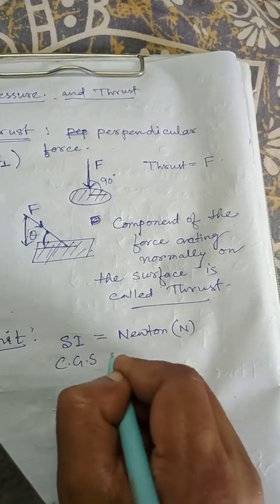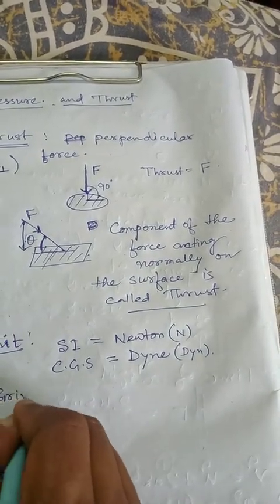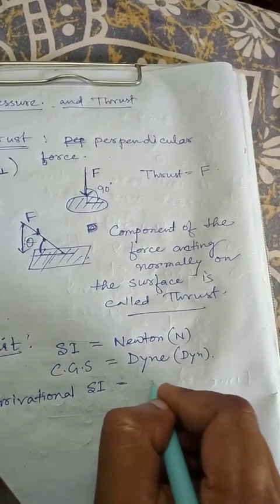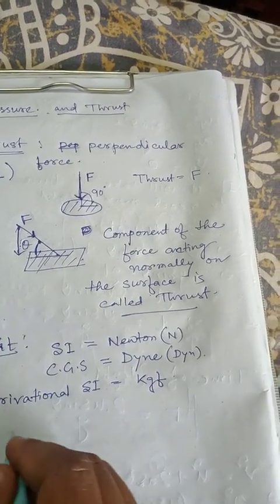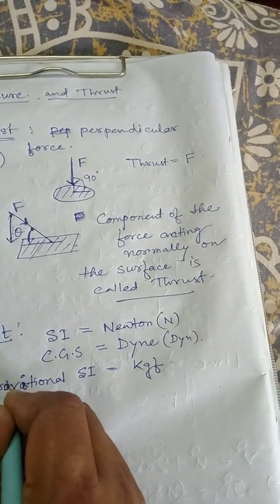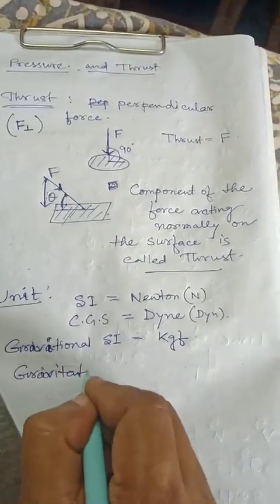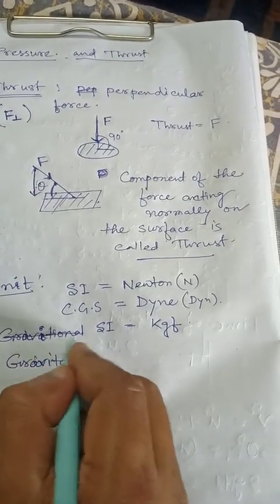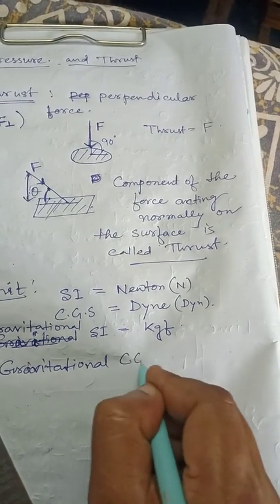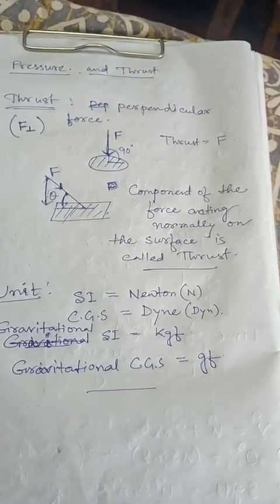in the CGS system the unit of thrust is dyne, in the gravitational SI system the unit of thrust is kgf, and in the gravitational CGS system the unit of thrust is gf, gram force. This is thrust. Now what is pressure?